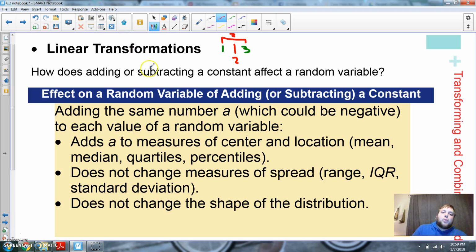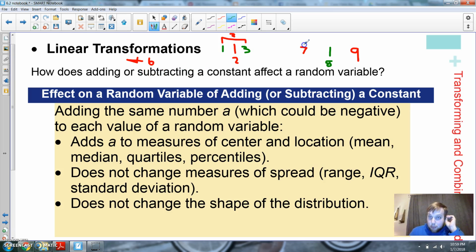Now what if we add or subtract? Let's say we add on now. Everything gets 6. So instead of 1, that's going to be a 7. Instead of a 3, that's going to be a 9. Now how has things changed? Well, my mean has gone up to 8. My mean has gone up by 6.